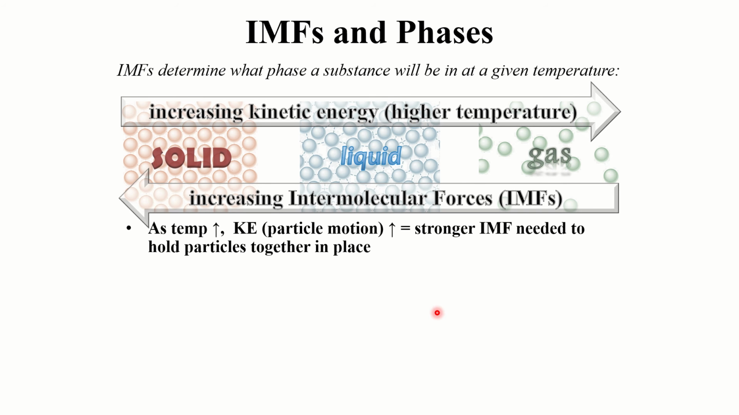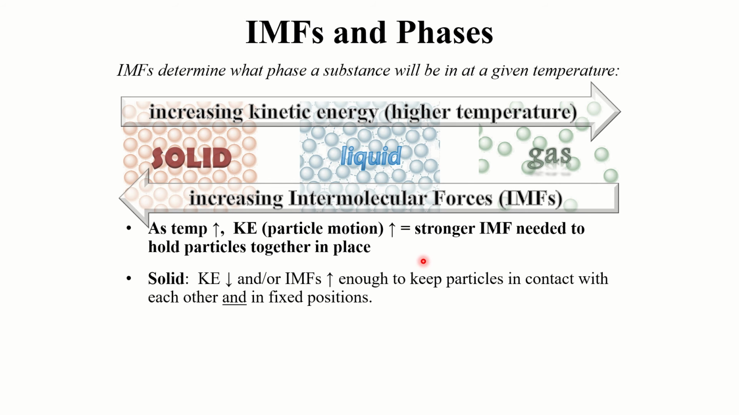This is summarized in these bullet points. As temperature increases, the kinetic energy or particle motion increases, which means you need stronger IMFs to hold particles together in place. If something exists in the solid phase, this typically means you have low kinetic energy, low temperature, and/or strong IMFs, or the IMFs are at least strong enough to keep these particles in contact with each other and in fixed positions.